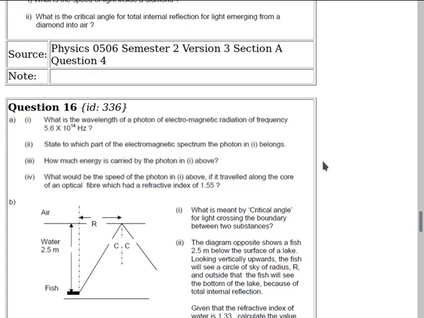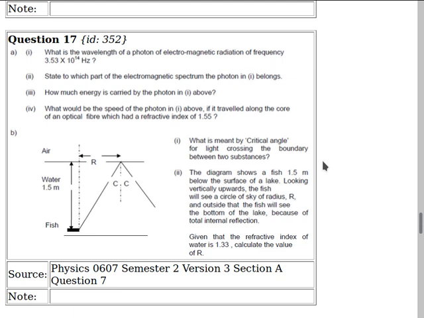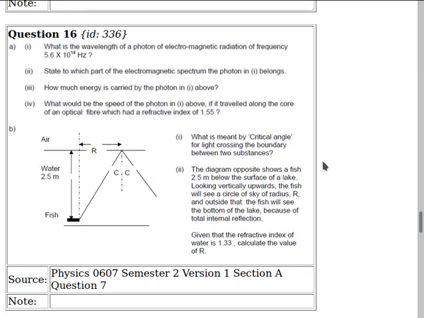Are 16 and 17 exactly the same? Looks like it. No, there's one thing that's different. So technically they're not the same. Although you can't actually do 17 because of a mention of something called photons. In 17 and 18, the only difference is in B part 2. One is 2.5 meters and one is 1.5 meters. But there's another thing in it that means you can't do it. The wavelength of a photon? I'm more concerned about how much energy is carried by the photon.